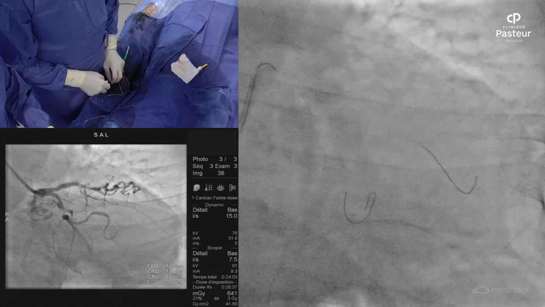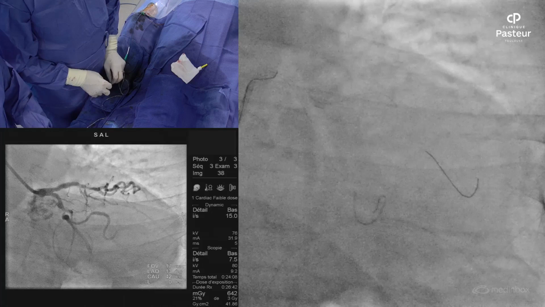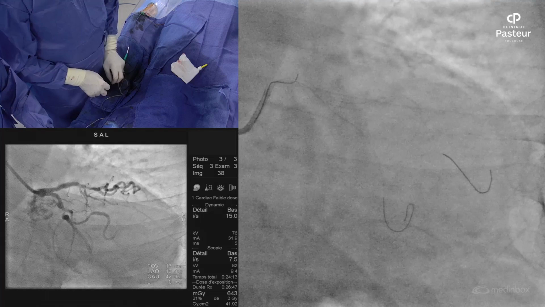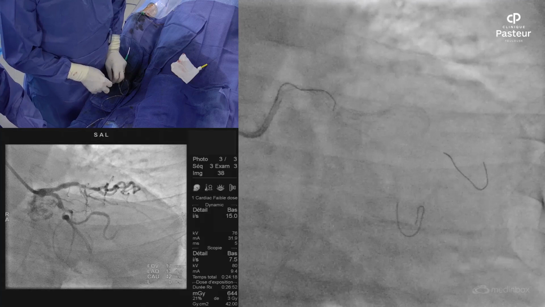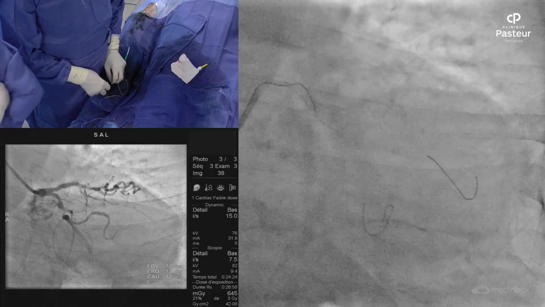That was a good point from the beginning to discuss, the choice of the shape of the guiding, and probably an Amplatz could be considered. This is not too bad here. We are facing the struts of the stent. This is okay. I'm not sure that we are not through the struts. So now here, you try to go in the first marginal. Now we have to descend in the OM2.